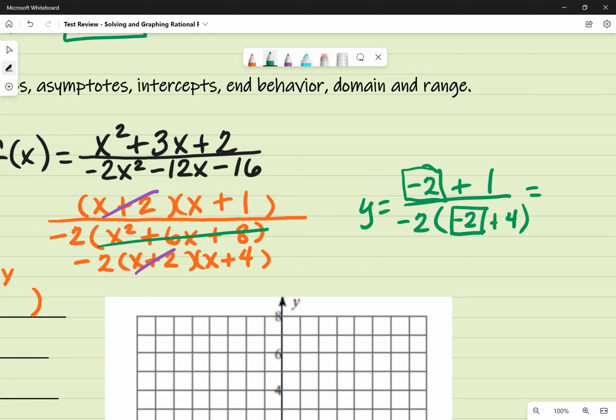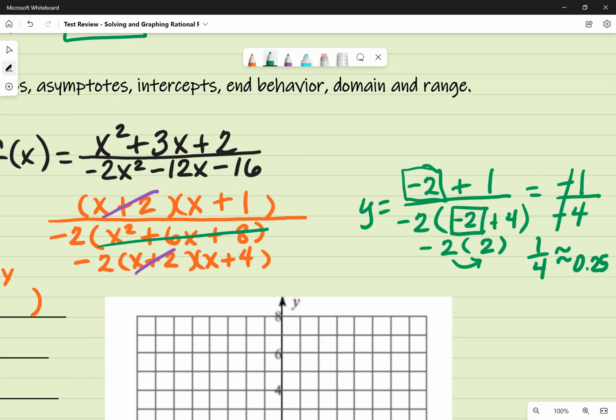When I simplify, -2 plus 1 is -1. And then I have -2. And inside the parentheses, I can combine that. -2 plus 4 is +2. And this just means to multiply. So -2 times 2 is -4. Well, negative and negative divide out. So that's just going to be a +1/4, which is the same as 0.25.